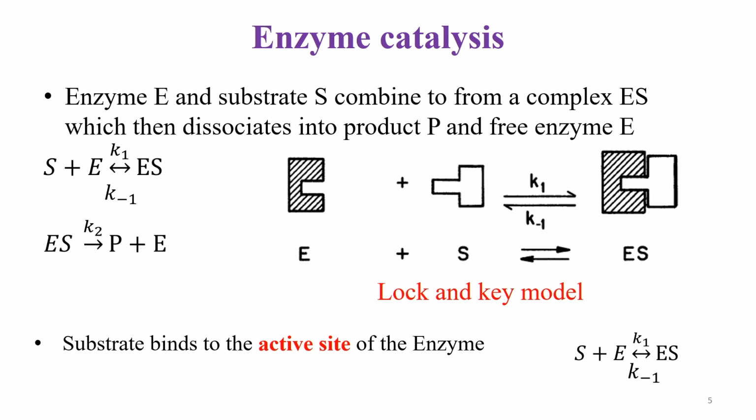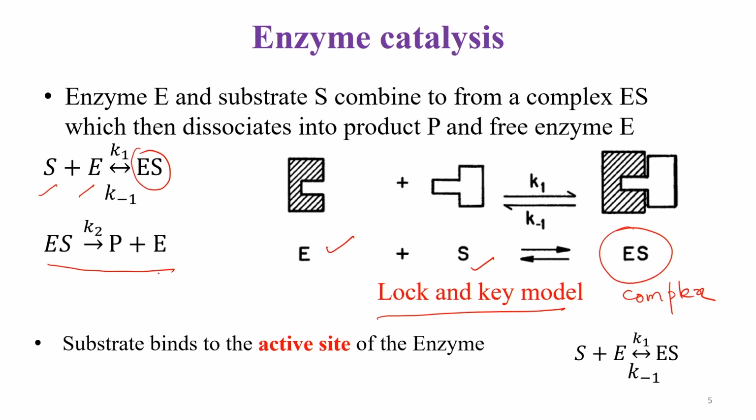So, let us quickly revisit here. We have already discussed the enzymes and substrate. They combine like a lock and key model. This is the enzyme and this is the substrate. This leads to the formation of the enzyme substrate complex, expressed by this reaction. Substrate and enzyme form the enzyme substrate complex, and this reaction is reversible, meaning K1 and K minus 1 are the rate constants. Further, ES leads to the formation of your product P, and the enzyme is again released.